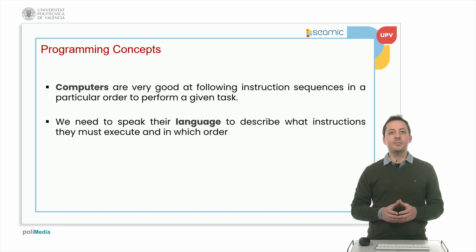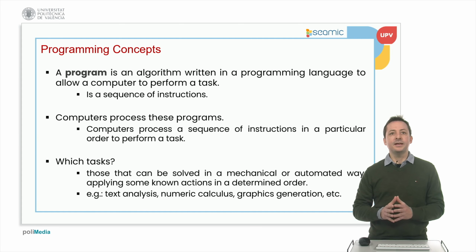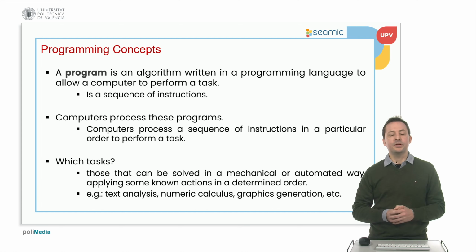Then, computers are very good at following instructions that we can provide by means of algorithms. But we need some kind of language to speak with the computers so that they understand what we want to do. In this case, a program is an algorithm that is written in a specific language that a computer can understand. So, computers are in charge of processing these programs in order to achieve some results. And basically, a program is a sequence of instructions written in a particular language in order to solve a task.